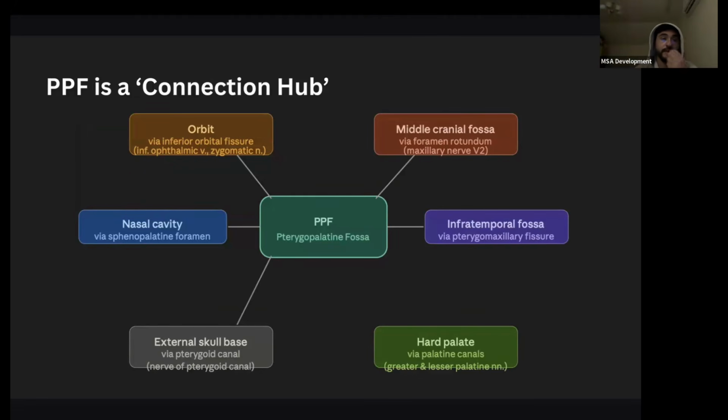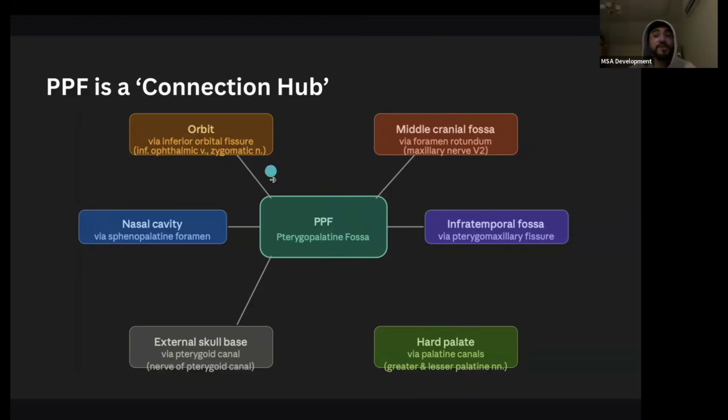Okay, like the pterygopalatine fossa is a connection hub. All right, and why do I say it's a connection hub? It's because it connects all different parts of your skull and the face, all right, all through this fossa. Okay, and this is very, very, very important when it comes to the radiology aspect we're going to discuss later on. So the pterygopalatine fossa, all right, communicates with the middle cranial fossa through your foramen rotundum. Okay, that's where you have the maxillary nerve.